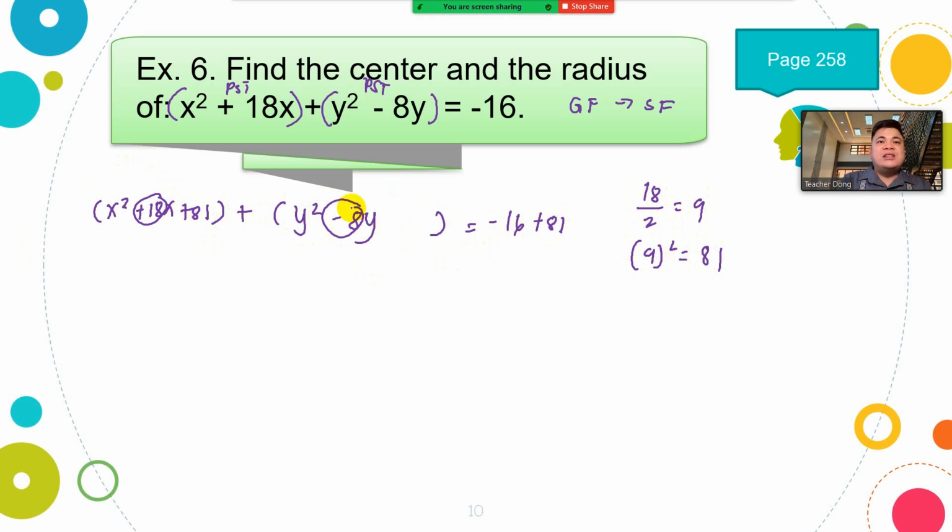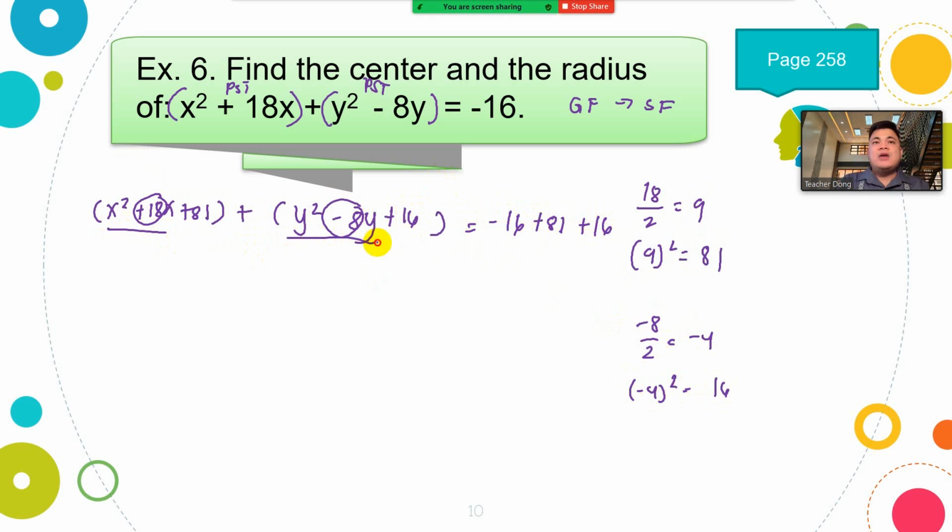Next, let's have negative 8. So get negative 8 and then divide it by 2. You will be getting negative 4. Then square negative 4, you will be getting positive 16. So we will be adding positive 16 here. We will also be adding positive 16 in the right side of the equation.